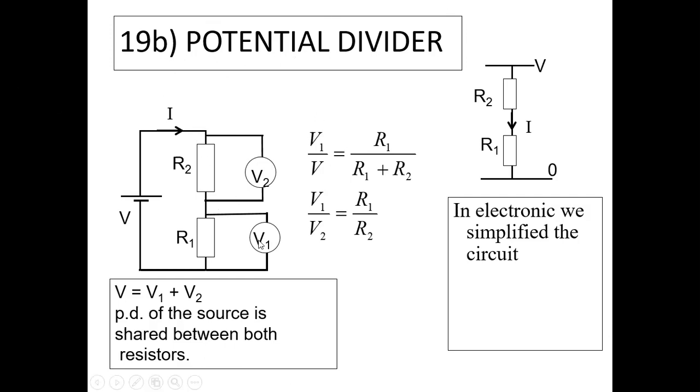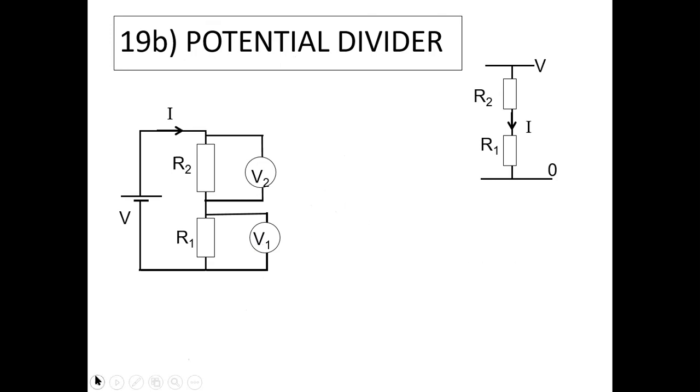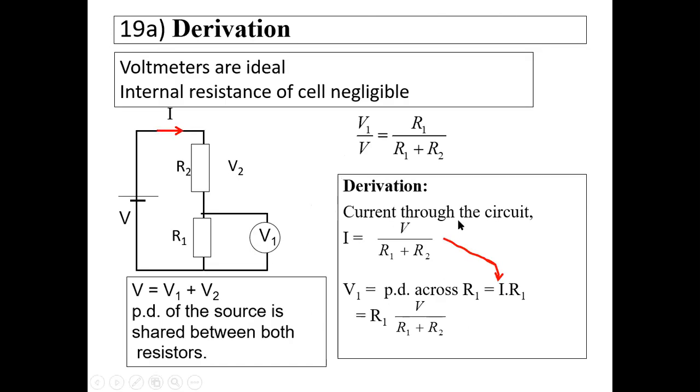Why V1 over V2 equals R1 over R2? Go and show it yourself. I've already shown you. It's just a ratio only. V1 over the whole thing is R1 over the whole resistance. That's what it's all about.